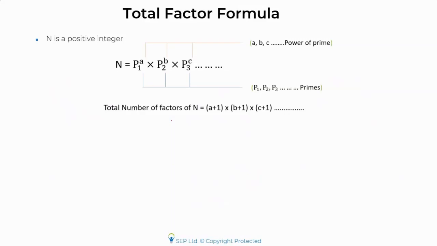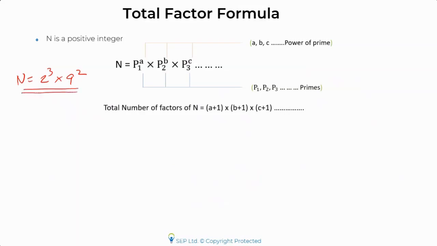So if n can be written as p1 to the power a, p2 to the power b, p3 to the power c, and this is very important, guys, that p1, p2, p3 should be primes. GMAT might give you something like this, say for example 2 to the power 3, 9 to the power 2, and in a hurry, some of you might make a mistake and find out the total factors of this thing exactly, which would be wrong.